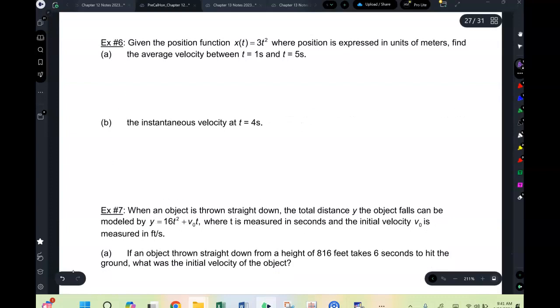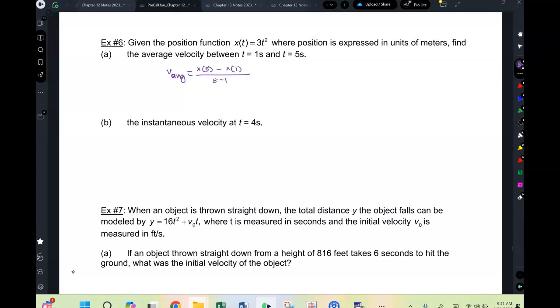Given the position function where position is expressed in units of meters, find the average velocity and then the instantaneous velocity. Okay, so average velocity, it's exactly what it is. It's how much it changed over time, right? The total distance over the total time. So this is x of 5 minus x of 1 over 5 minus 1.